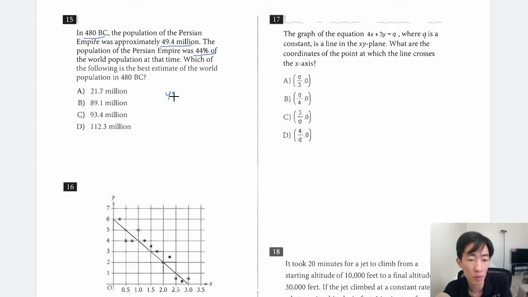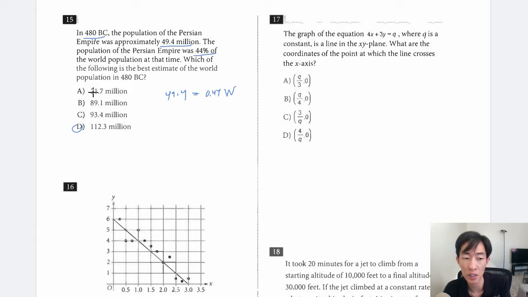If you know 49.4 million is 44% of the whole, 44% is 0.44, or 44 out of 100 of the world, then you basically just divide 49.4 by 0.44 and you're going to get 112.3 million. You could have also just eyeballed it. If you know that 49, or let's say 50, is equal to 44%, then what is 100%? It's got to be greater than 100.